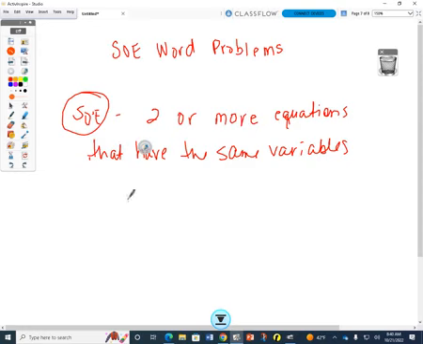All right, so first we're going to define our variables. We have to remember what it means to define a variable. And that just means to tell what it represents.